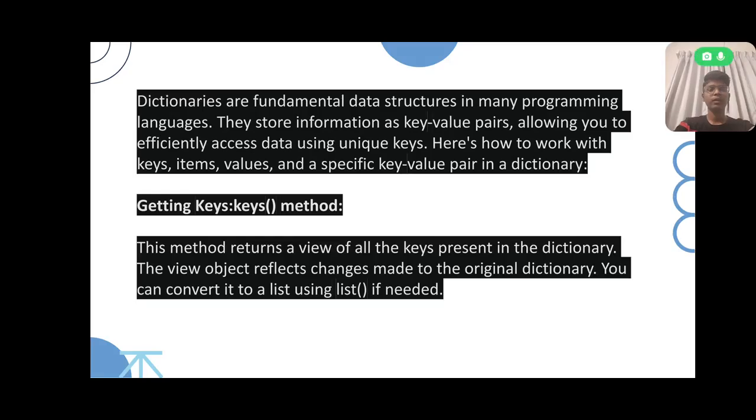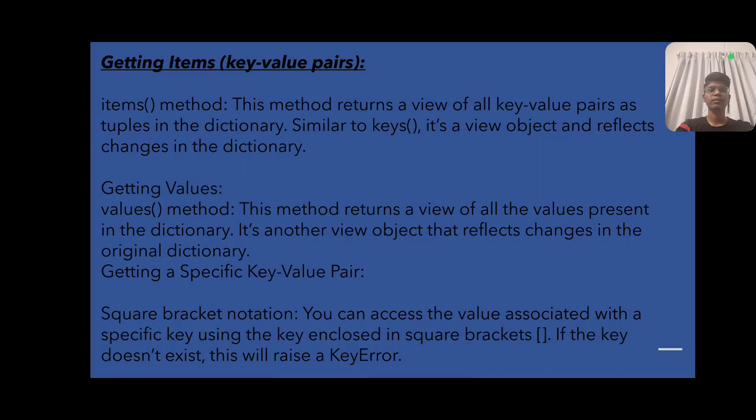Dictionaries are fundamental data structures in many programming languages. They store information as key value pairs, allowing you to efficiently access data using unique keys. Here's how to work with keys, items, values, and specific key value pair in a dictionary. Getting keys method. This method returns a view of all the keys present in the dictionary. The view object reflects changes made to the original dictionary.